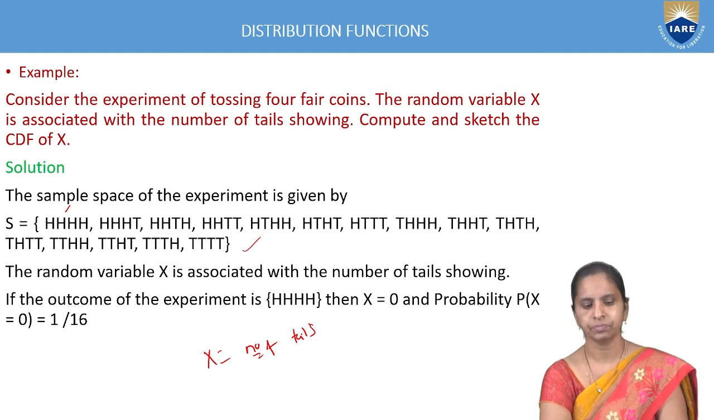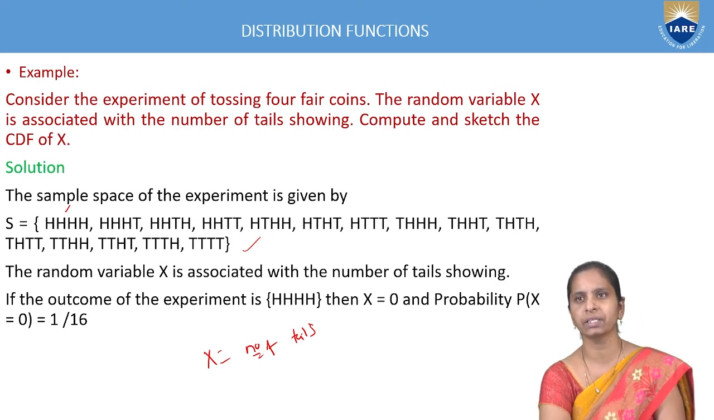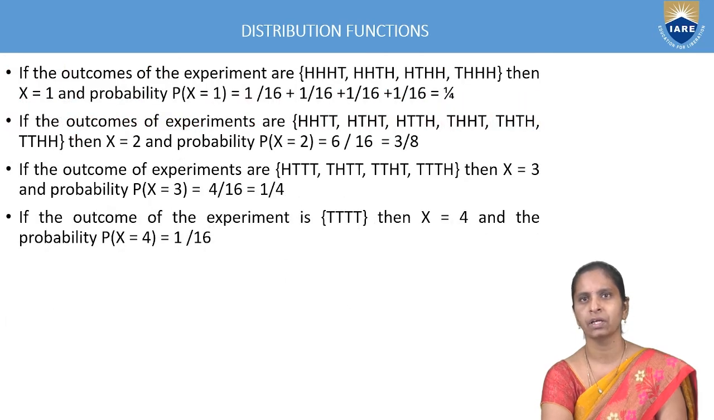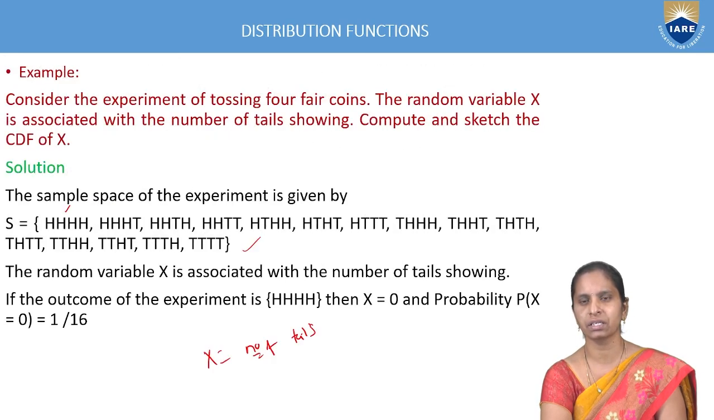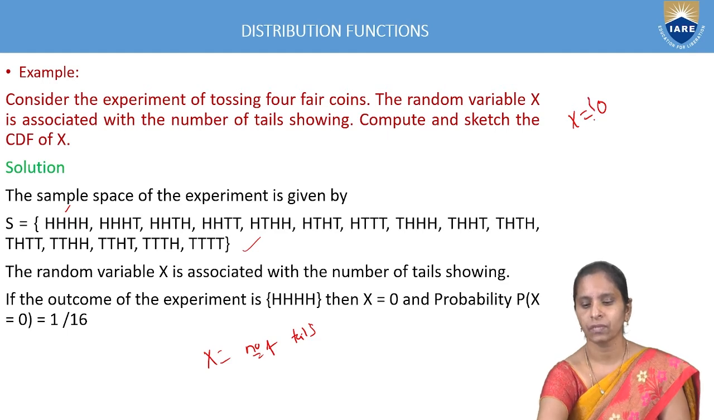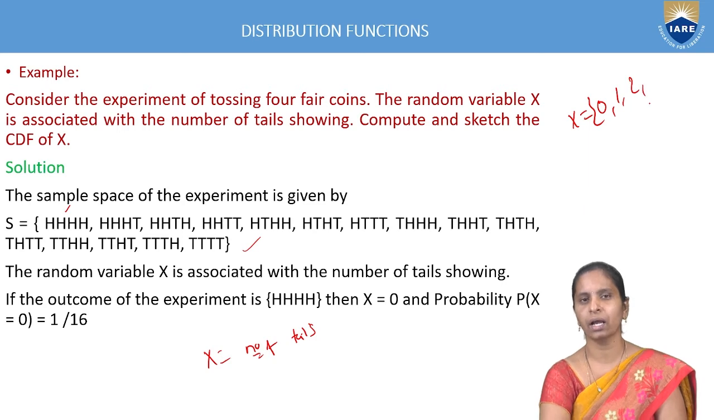Okay. Now what I have to do here? I have to calculate the distribution function as well as sketch the distribution function of the random variable x. Now what is my x here? X represents the number of tails. So what values is x taking? Nothing but if I get 0 tails, I may get only 1 tail, or I may get 2 tails, or 3 tails, or 4 tails also.